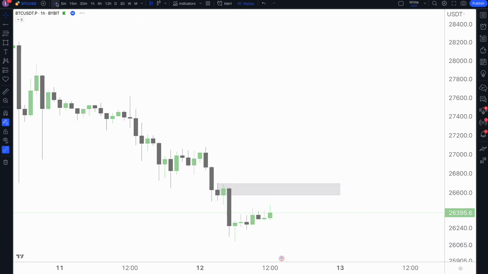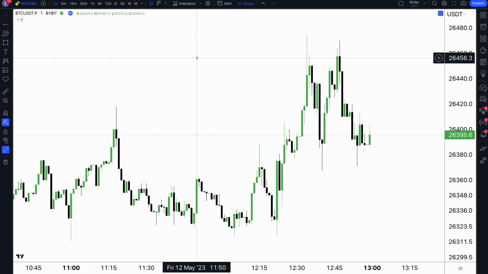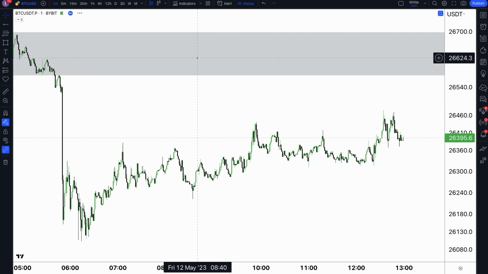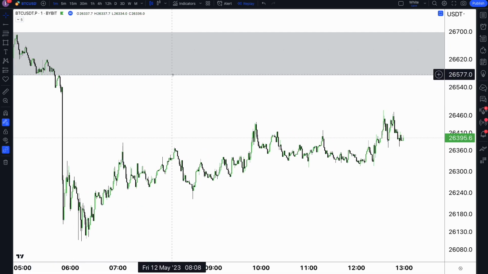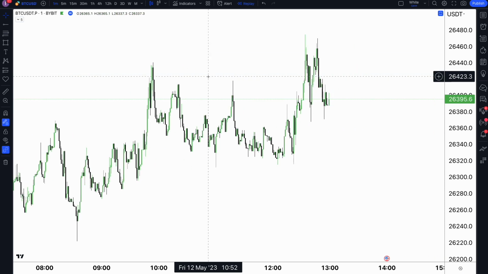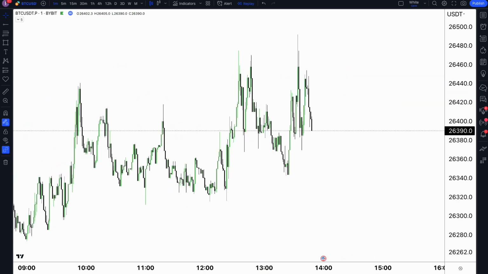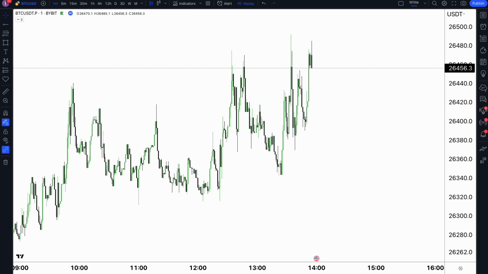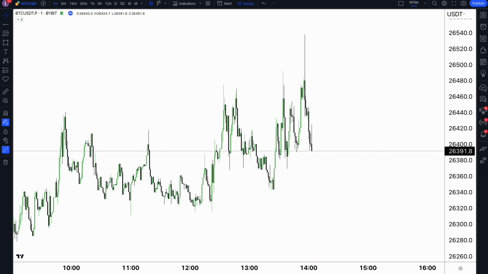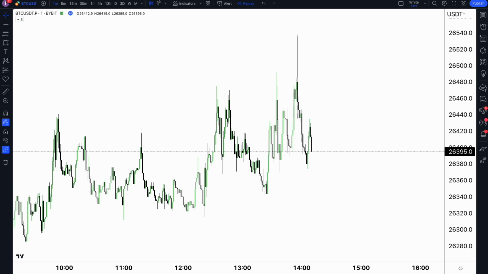Going to the 1 minute chart, we just wait for price to retest that area. This gray box is the same 1 hour bearish order block marked on our chart as the area of interest. On the 1 minute time frame, we just wait for price to retest that 1 hour order block.